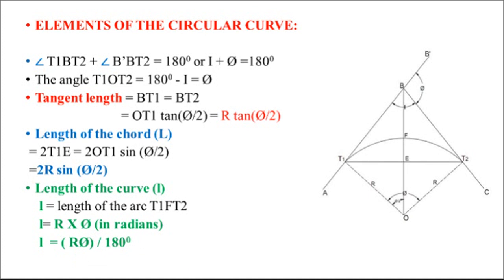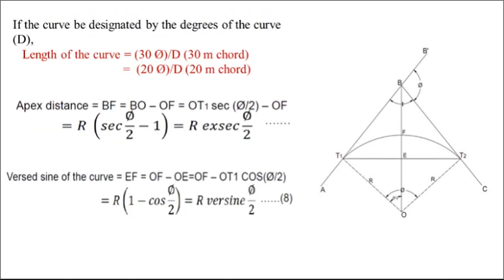Next one, if the curve is to be designated by the degree of the curve D, then length of the curve can be calculated as 30 phi divided by D when length of the chord is 30 meter, and 20 phi divided by D when the length of the chord is 20 meter.